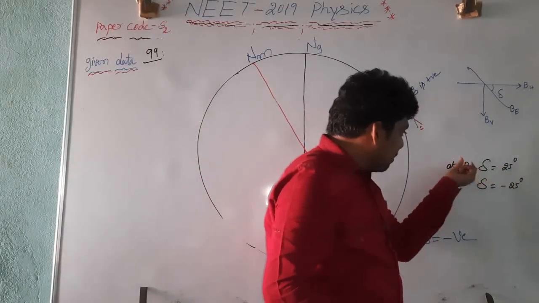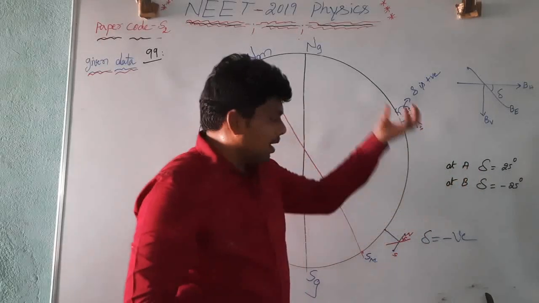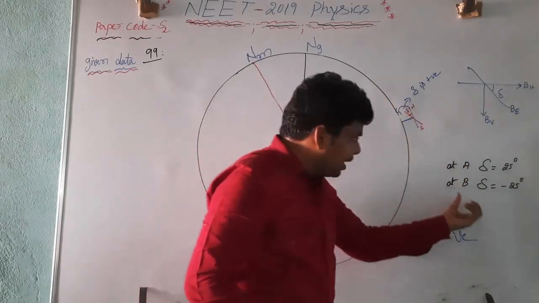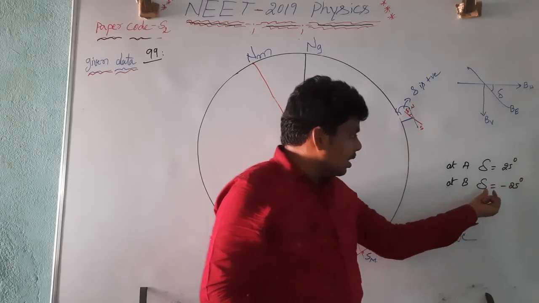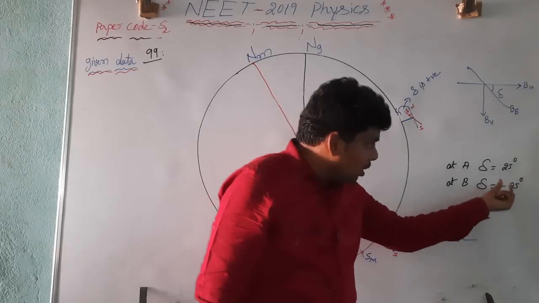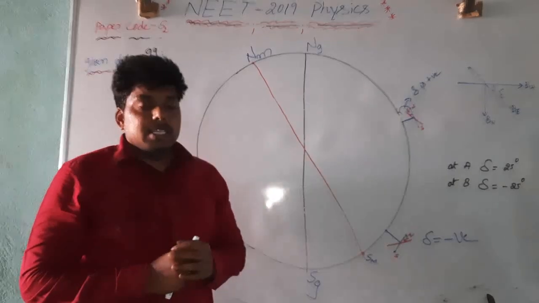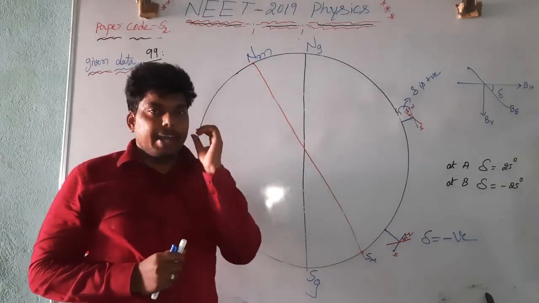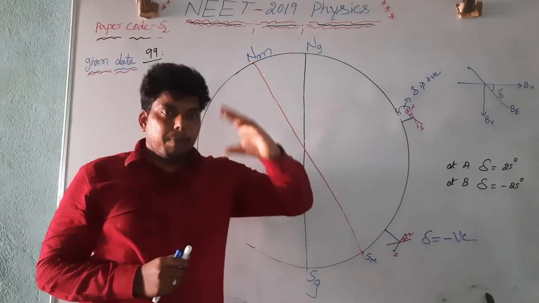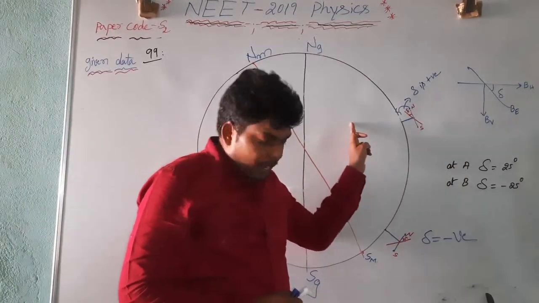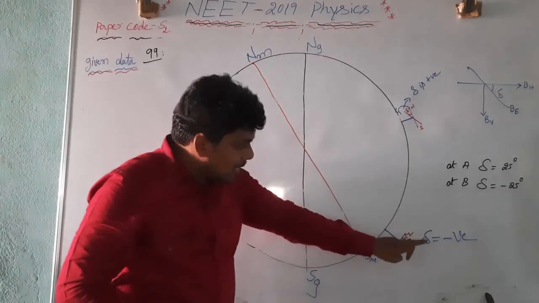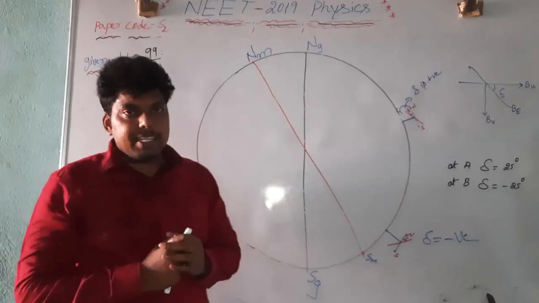Means that if they have given a positive value, then we can say this point A is located in the northern hemisphere. At point B, the delta is negative, then we can say the angle of dip is negative, and that is only possible in the southern hemisphere. Means that angle of dip is positive in the northern hemisphere, angle of dip is negative in the southern hemisphere.